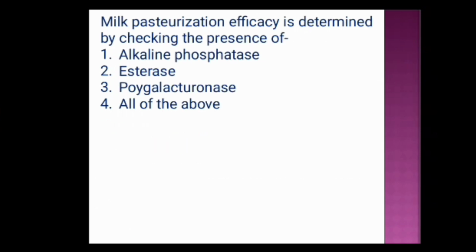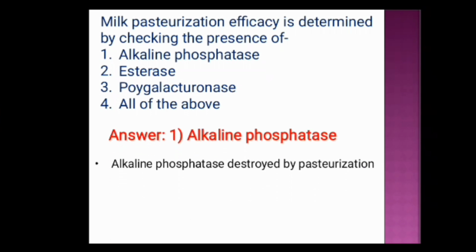Next question. Milk pasteurization efficacy is determined by checking the presence of option 1 alkaline phosphatase, option 2 esterase, option 3 polygalacturonase, option 4 all of the above. And the correct answer is option 1 alkaline phosphatase. Alkaline phosphatase is destroyed by pasteurization.